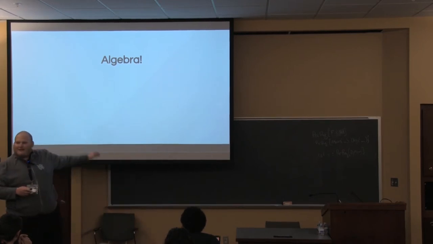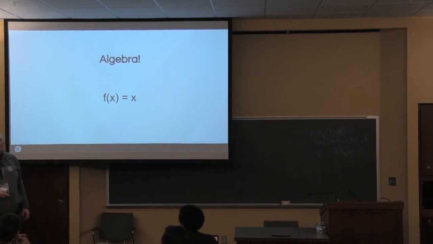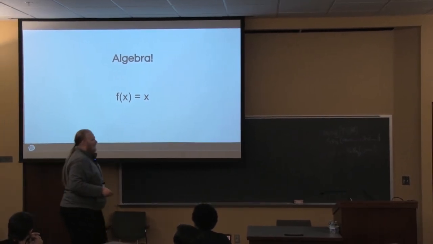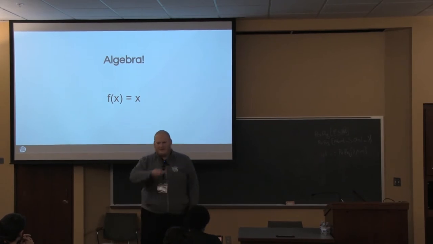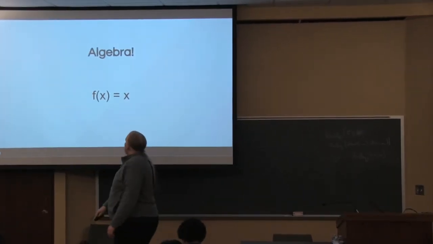This is why. So let's look at how we would write this in a normal high school or college algebra class. It's not that hard, right? I have a function, I take an argument, I pull it right back. If you were to graph this, it would just be a straight line. 1, 1, 2, 2, 3, 3, 4, 4, on and on.